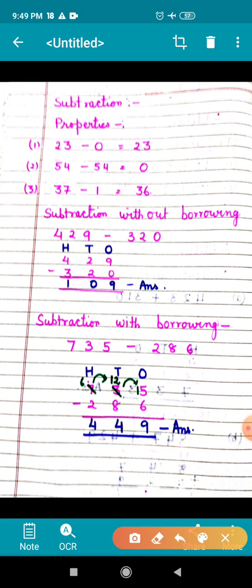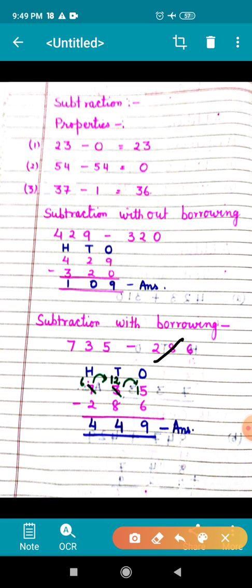Here children, first of all you have to arrange the numbers according to their correct places. So you can see here I have written 7 on 100 place, 3 on tens place, 5 on ones place. For 286, 2 on 100 place, 8 on tens place and 6 on ones place. After arranging the digits, we will start subtracting the numbers from ones place.